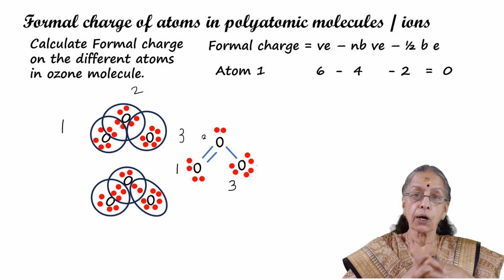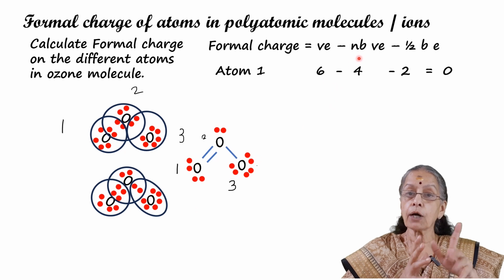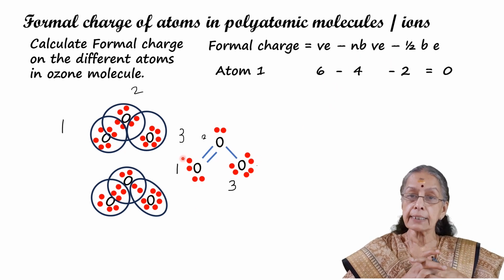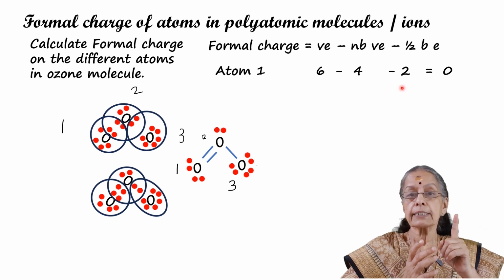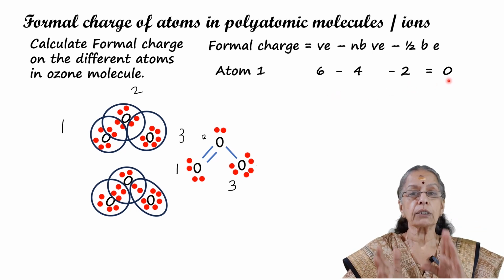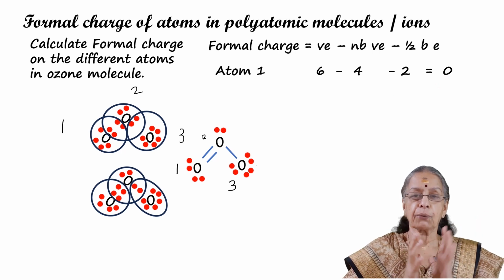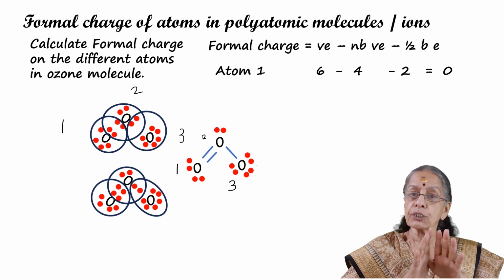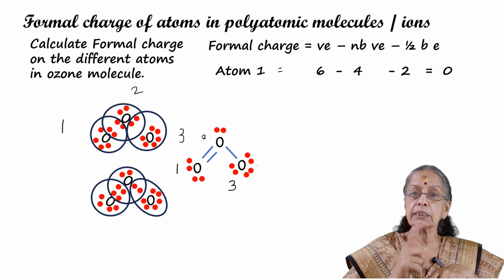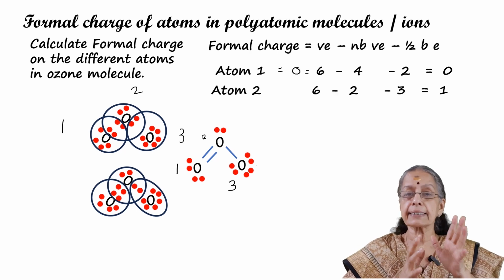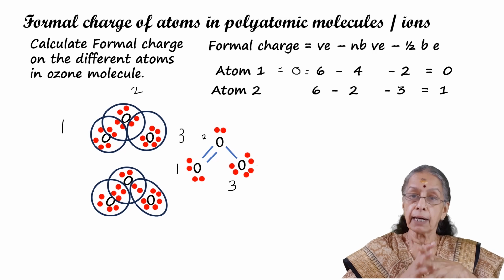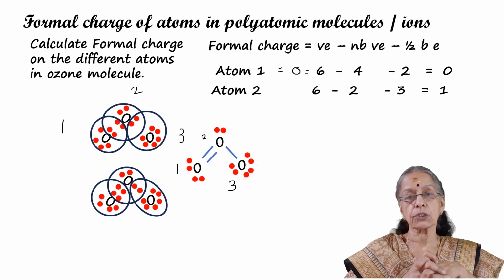Now, formal charge on atom number 1 is equal to valence electrons 6 minus non-bonding electrons 4 minus half of bonding electrons. Bonding electrons also is 4. So, half of that is 2. So, 6 minus 4 is equal to 2 minus 2 is equal to 0. So, the value comes to 0. That means atom number 1 has no formal charge, or the formal charge on atom number 1 is equal to 0.